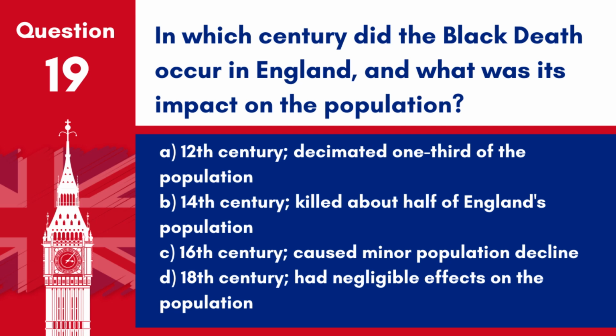Question 19. In which century did the Black Death occur in England, and what was its impact on the population? A. 12th century, decimated 1/3 of the population. B. 14th century, killed about half of England's population. C. 16th century, caused minor population decline. D. 18th century, had negligible effects on the population.